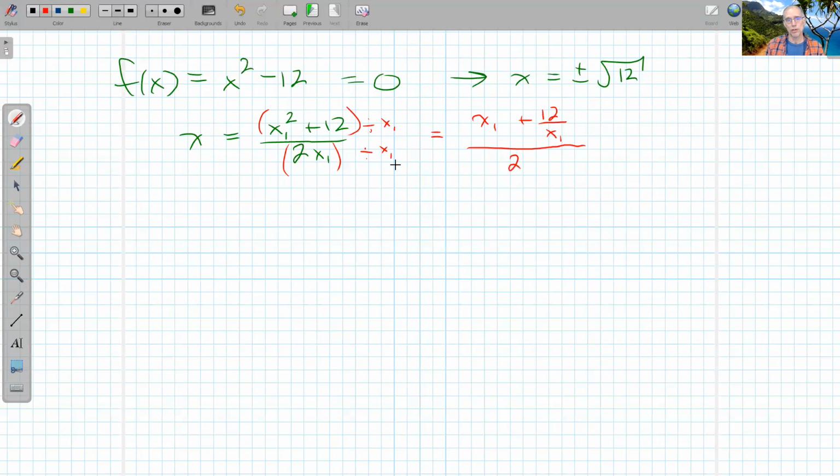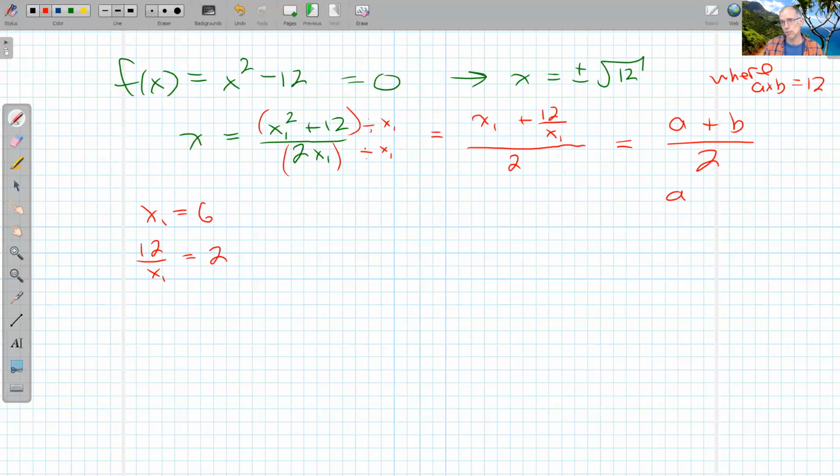And the way to think about this right here, remember my first bad guess, x1 was 6. And if you consider the 12 over that, that's going to be 2. And the interesting thing about the numerator here is that it basically gives us two numbers, A and B, where A times B is always 12. And the significance of that is we're then averaging those two numbers.